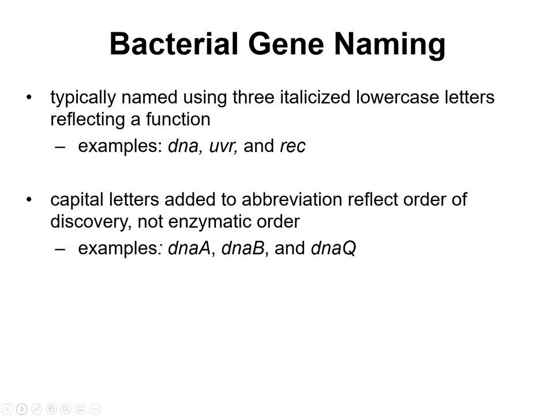Capital letters that are added to an abbreviation reflect the order of discovery, not the order in which these products operate. So dnaA, B, and Q were discovered in that order, A, then B, and then later on Q, right? But they don't have to operate in that order. They could all operate at the same time doing something similar, or dnaQ, that product could operate first. So it's really about when it was discovered, not the order in which it's used in a process.